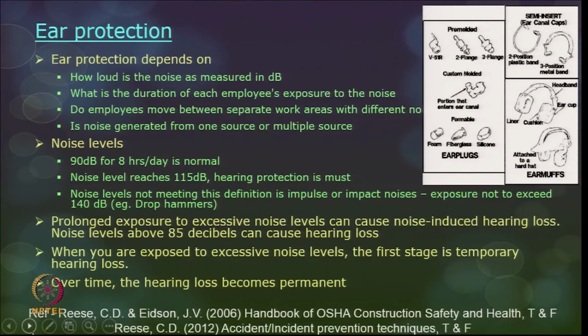Now, what is meant by noise level and what is the expected noise level? 90 decibels is the maximum noise level you can hear for 8 hours a day, and it is considered normal. Okay. And if the noise level reaches 101.5 decibels, then you have to go for hearing protection, and it is compulsory. And noise levels going above this, primarily up to 140 decibels or so, we call an impact noise or an impulse noise. Okay. An example can be drop hammers when you are doing piling works.